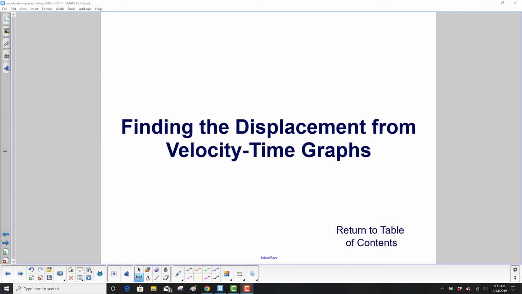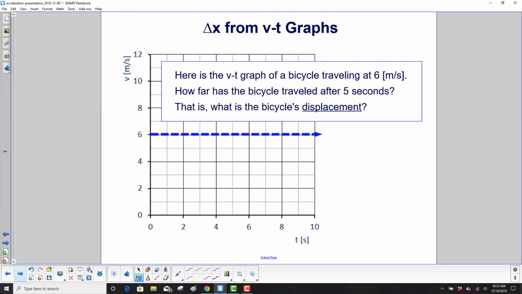Finding the displacement from velocity time graphs. Once again, we have a velocity time graph, or a VT graph, of a bicycle that travels at 6 meters per second. You read that right there. And we'd like to know how far it travels after 5 seconds.